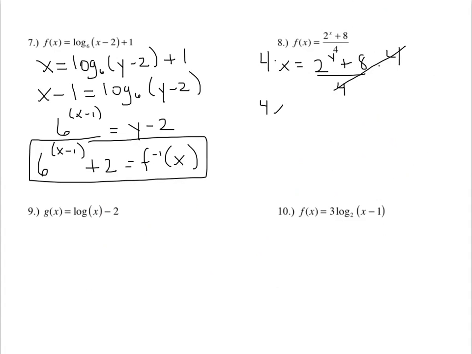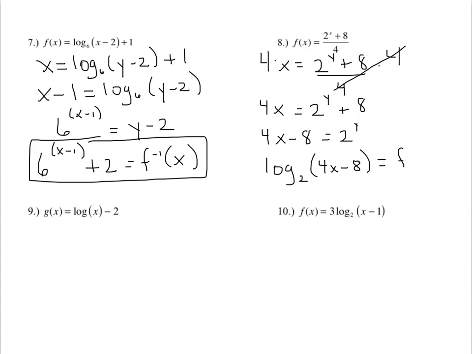So you get 4x equals 2 to the y plus 8. I'm going to subtract 8. So 4x minus 8 is equal to 2 to the y power. And now that the exponential is isolated, I'm going to rewrite it. So it's log base 2 of 4x minus 8, and that will equal our y value, which is our inverse. So we have the inverse of f. So this would be our inverse.